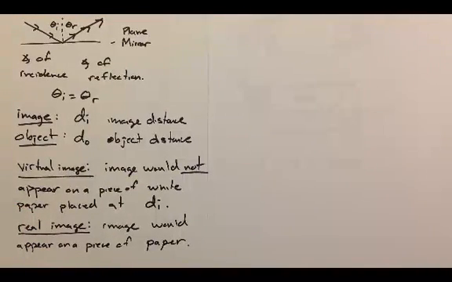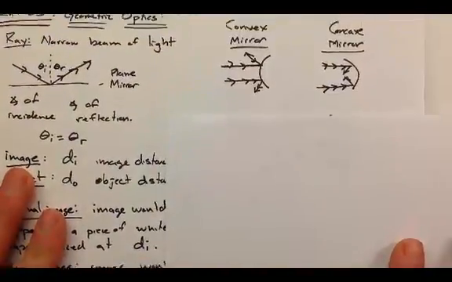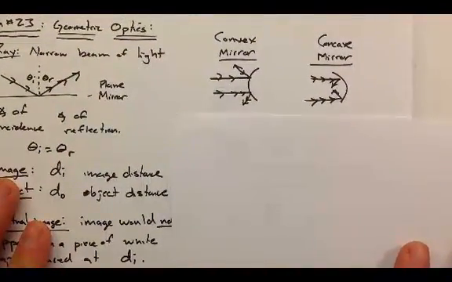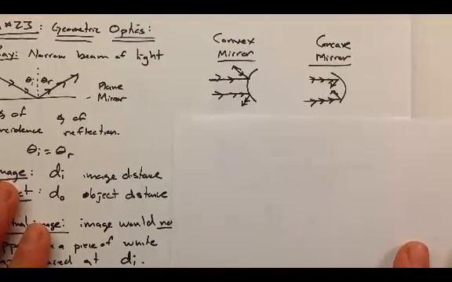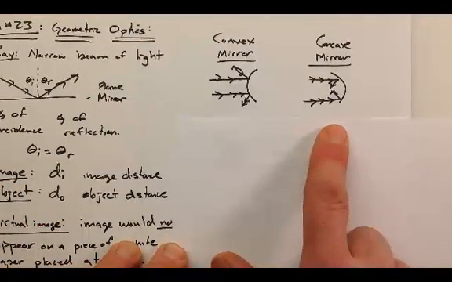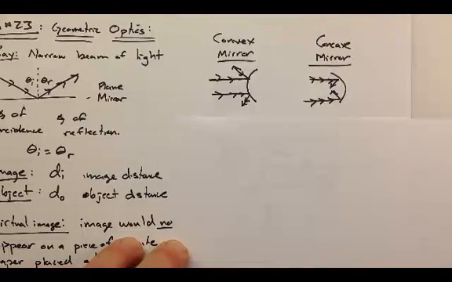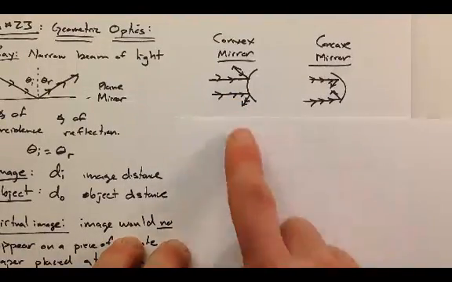Now, if all of our mirrors were just flat, wouldn't life be boring, right? So we have invented convex mirrors and concave mirrors. You might have a convex mirror on your side rear view mirror on your car. And they let you see kind of a greater area reflecting in them.